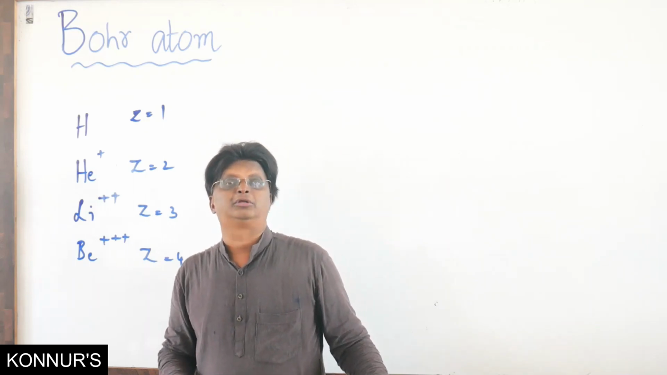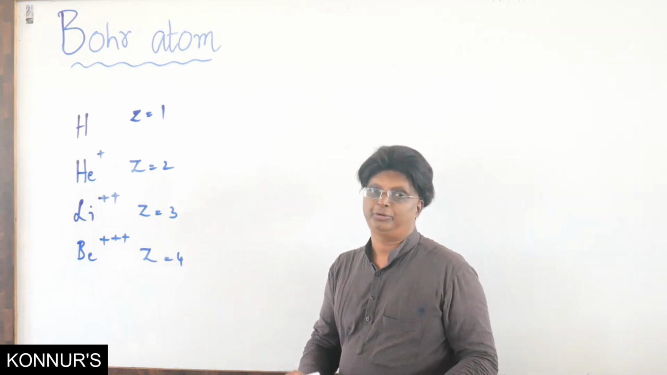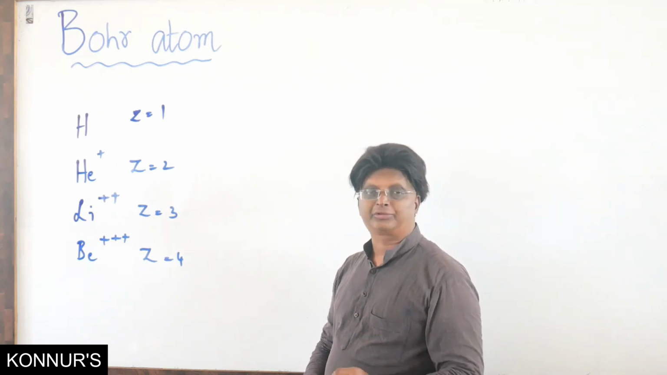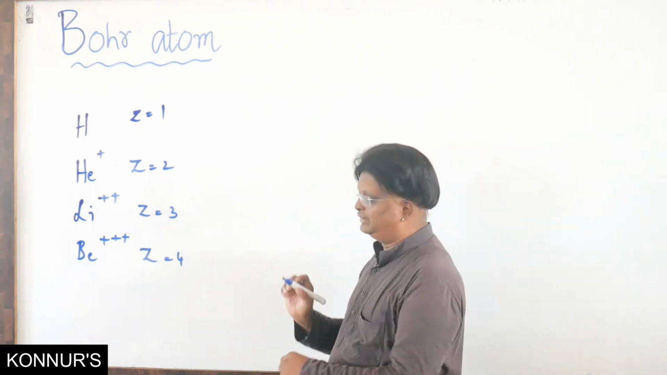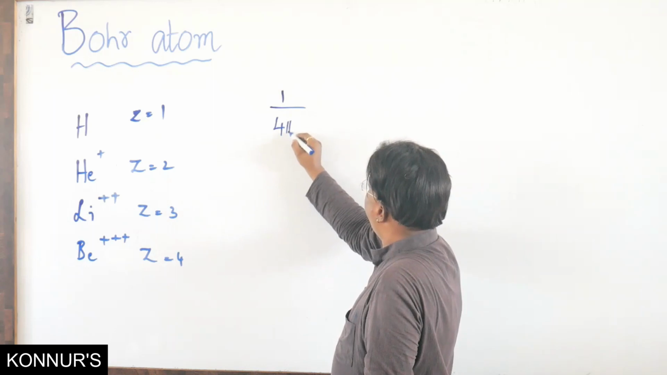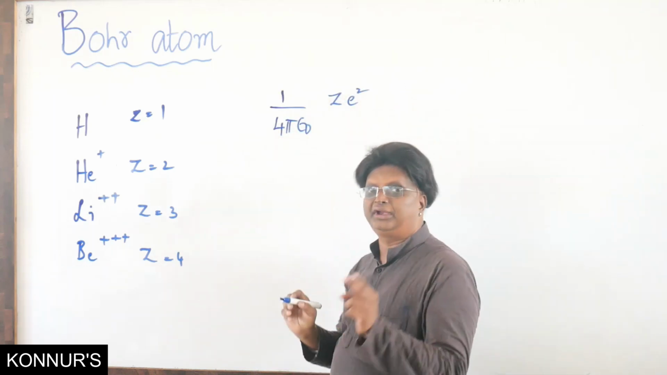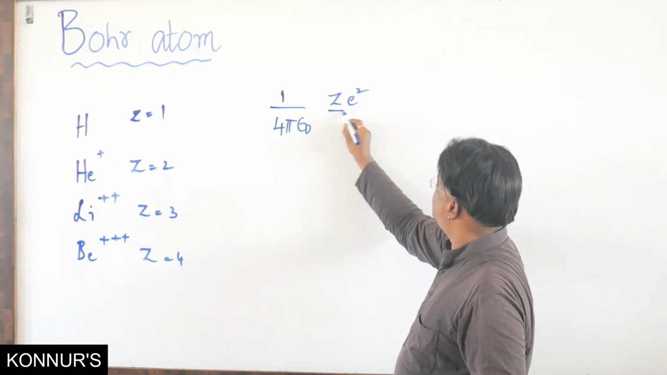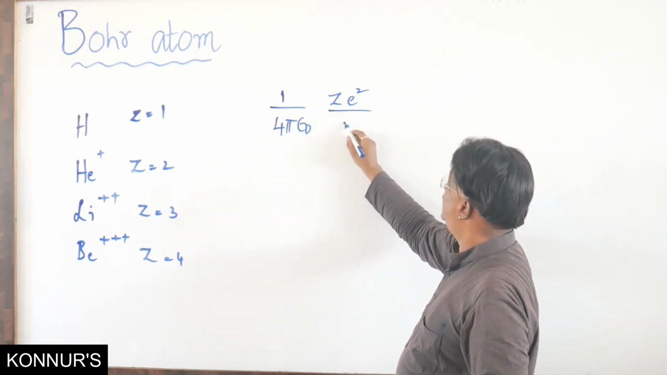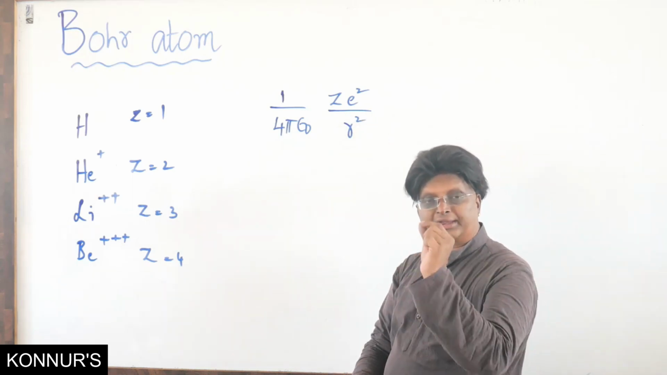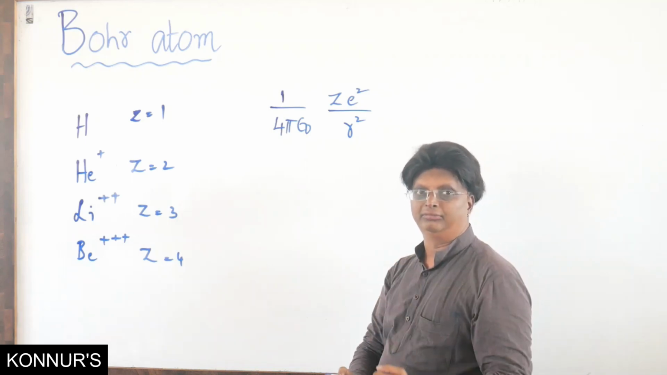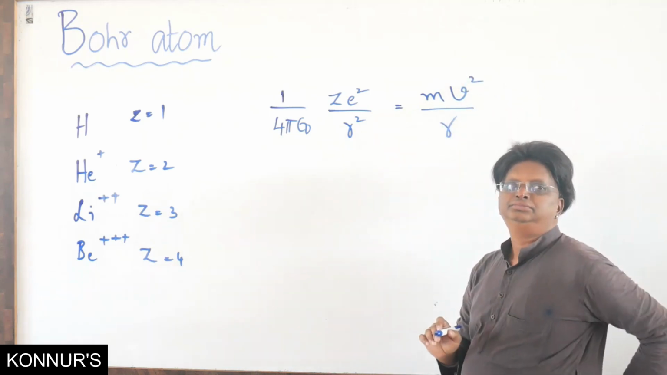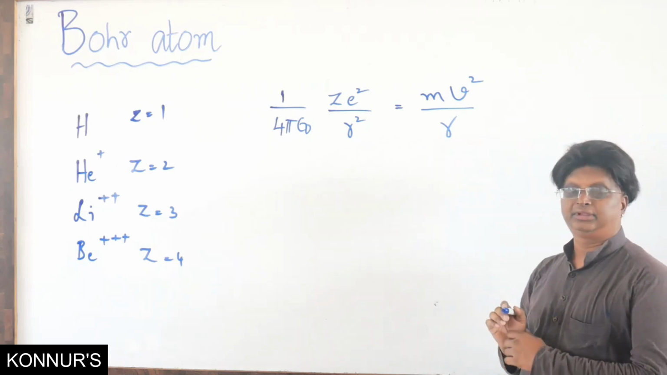First postulate says there is a circular orbit around the nucleus for the orbital electron. Therefore, for circular motion it requires centripetal force provided by the attraction between the electron and the positive nucleus. Therefore, the first equation is 1 by 4 pi epsilon naught Ze square. If Z is the atomic number, Ze is the charge on the nucleus, e is the charge on the electron. Ze square, it becomes Q1 Q2. Coulombic force I am writing, Ze square by r square, where r is the radius of that particular orbit in which the electron is revolving, is providing the necessary centripetal force. Coulombic force providing necessary centripetal force.